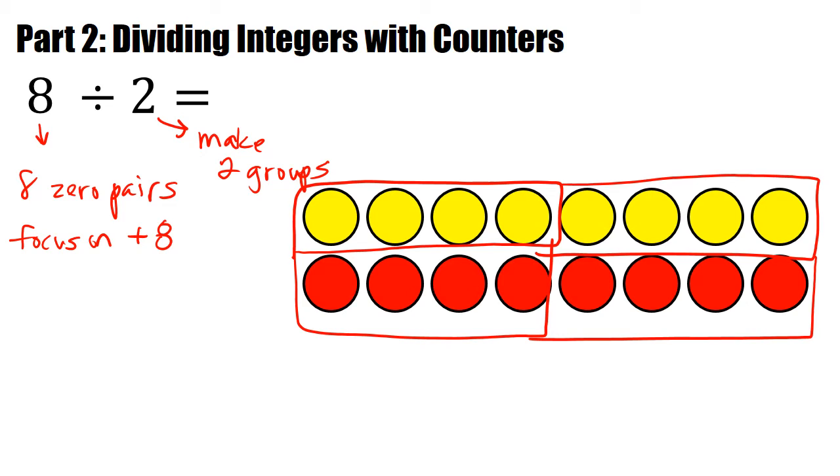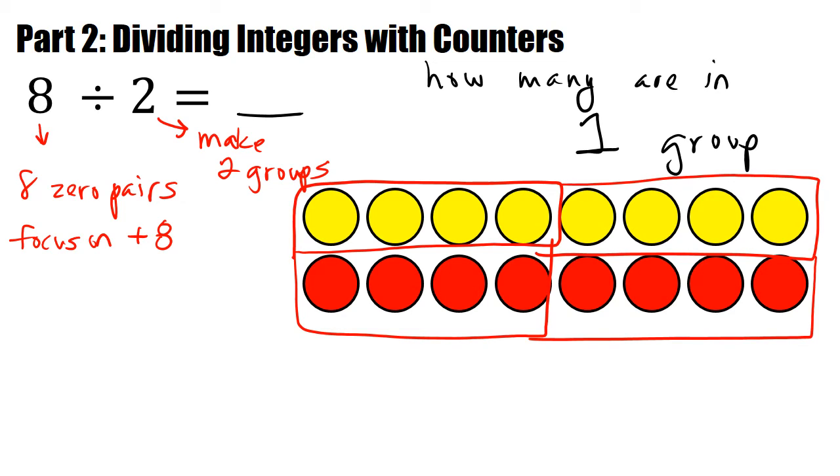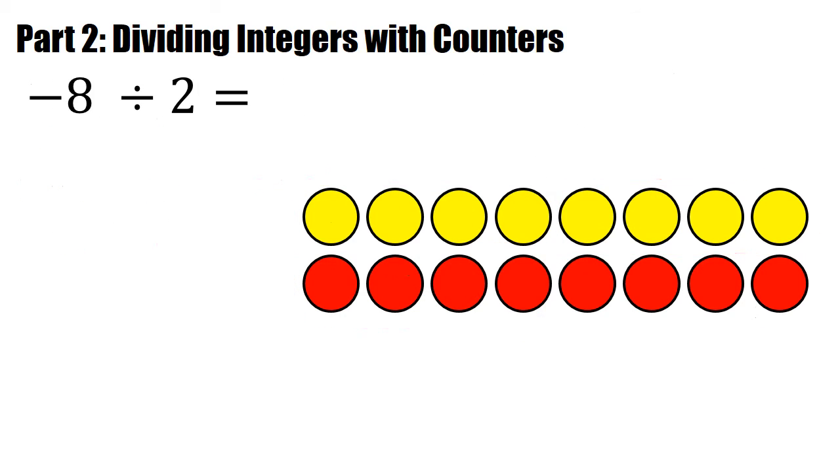In division models, we have to figure out how many are in one group. Sorry, my handwriting's bad, but in one group. So we're going to focus on this group right here. We have 1, 2, 3, 4. So we have positive 4. With our negatives, we're going to discard the negatives because we're making 2 groups of positive 8s.